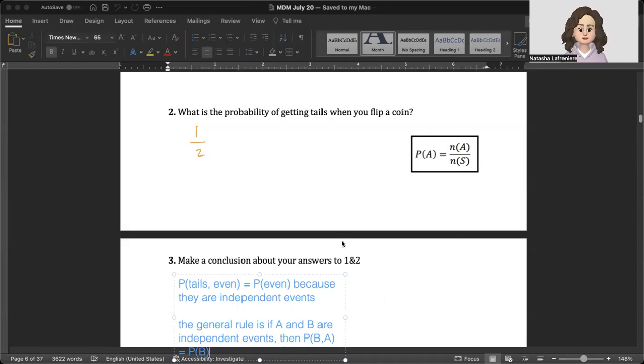So our probability of tails given even is equal to our probability of tails. That saves you a bit of time remembering this rule. So just keep that in mind, maybe put a star or whatnot.